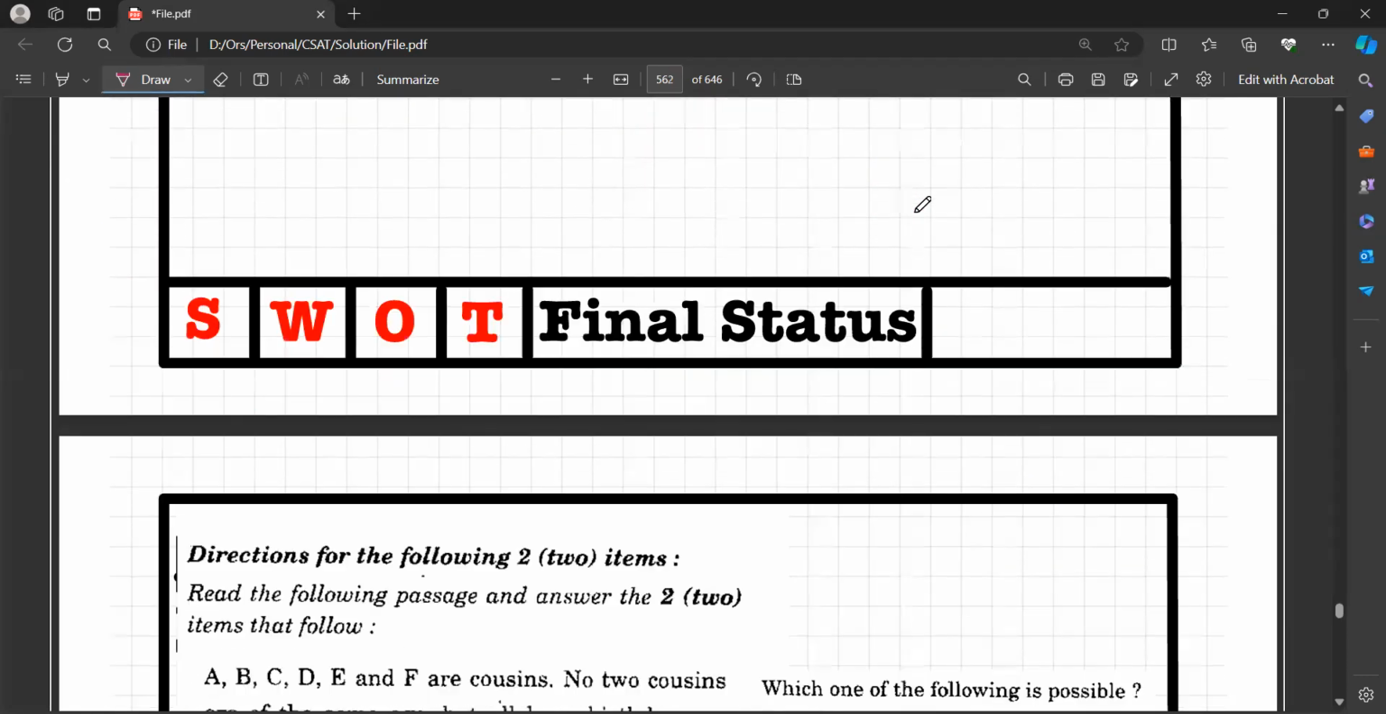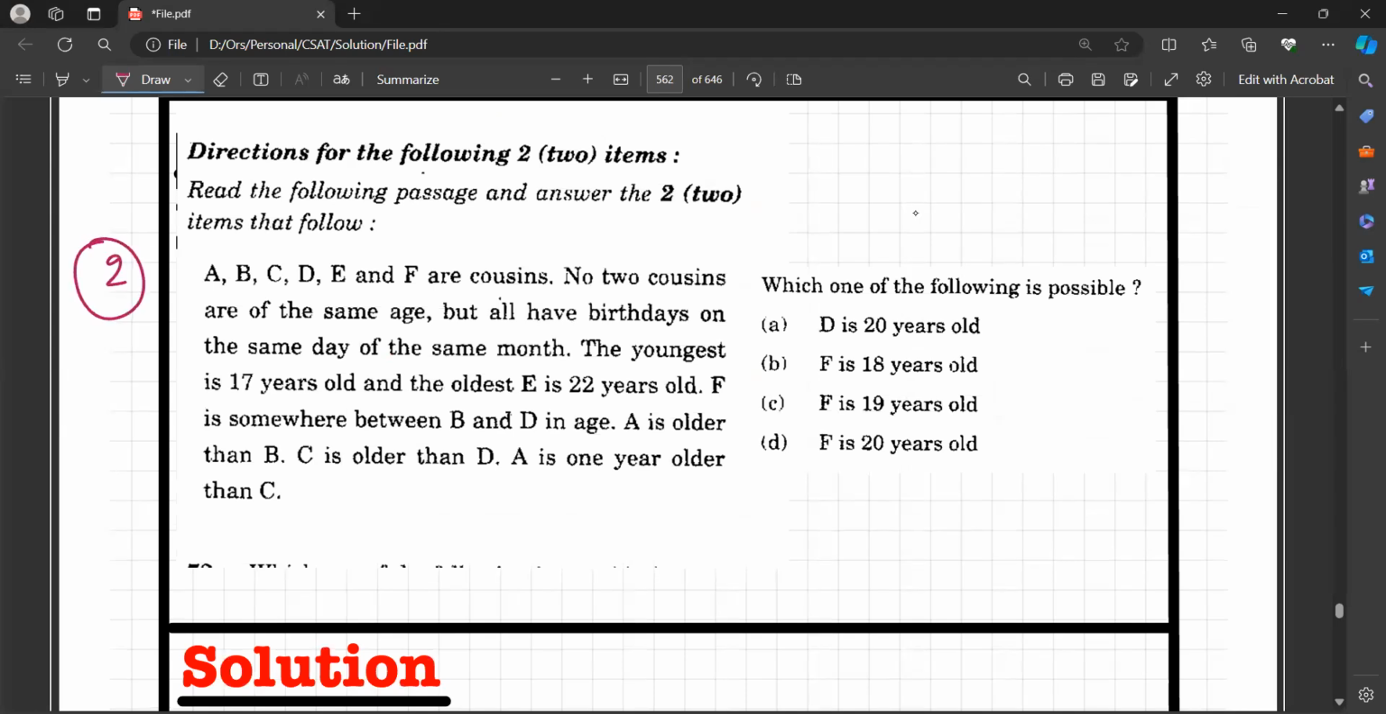Proceeding to the next problem, that is question number 2. We have two items here. A, B, C, D, E, and F are cousins. No two cousins are of the same age, but all have birthdays on the same day of the same month. I hope these two statements are clear. Suppose January 1st is the birthday of each of the cousins, but yet they are not of the same age. That means their years will be different. So how many positions? 6 positions we need to arrange, right?